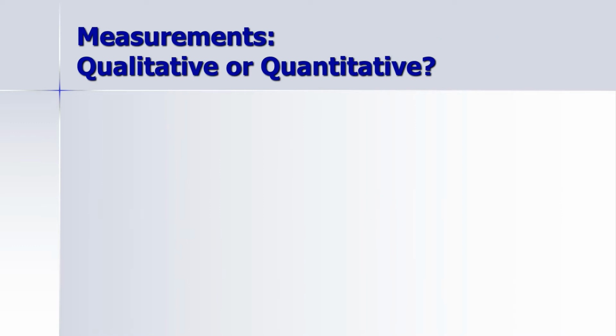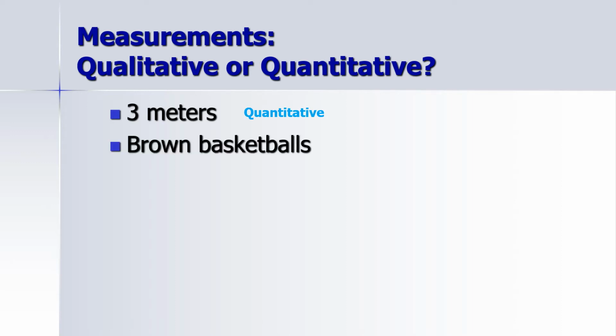So let's quickly look at some of the measurements and see if we can identify them as either qualitative or quantitative. The first one that we have is 3 meters. Now we see a number there and we see a unit there. So that is a quantitative measurement. Then we have brown basketballs. That's just a quality of something. We don't see any number, we don't see any units. So that is a qualitative measurement. Next up, we see 6 kilograms. Once again, we have a number and we have a unit. So that is a quantitative measurement.